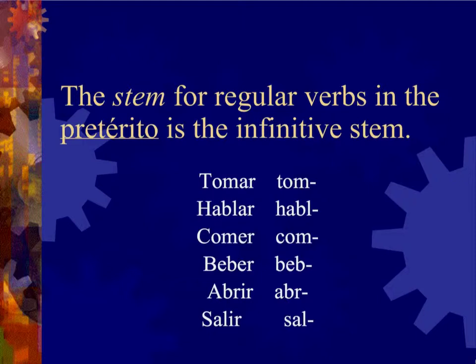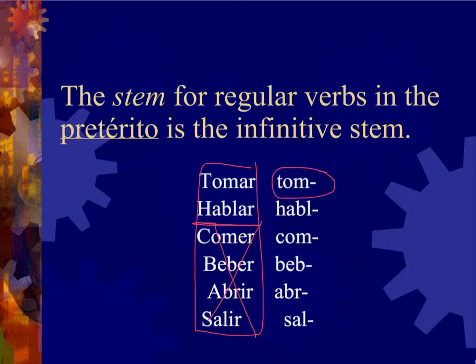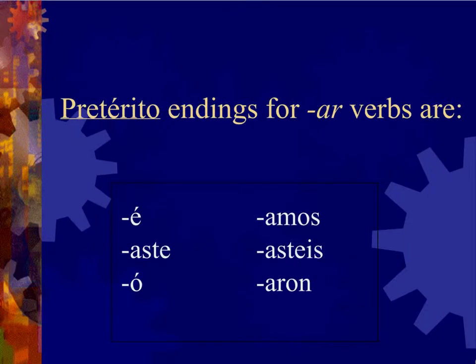The stem for these verbs in the el pretérito, it's the same as present tense. You take your AR verb, okay? Let's not worry about the ER and IR today. Okay, you take your AR verbs and you take off the AR, and what you're left with is tom, habl. Okay, so you take off the AR and you have the stem. And then to those stems, you are going to add these new endings.